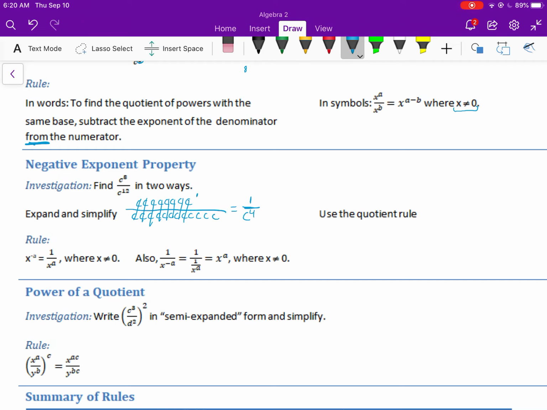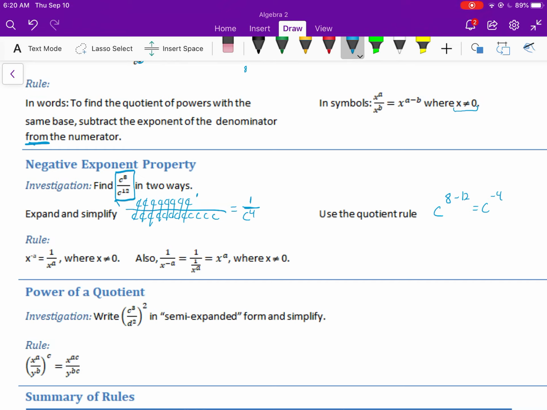We could get that by simplifying. And then we could use the quotient rule. Well, the quotient rule tells us we should take the exponent of the numerator and subtract the exponent of the denominator, which gives us c to the negative 4. Now, the part that we want to investigate here is we took one problem, solved it 2 different ways. We did them completely correct. We didn't make any mistakes.